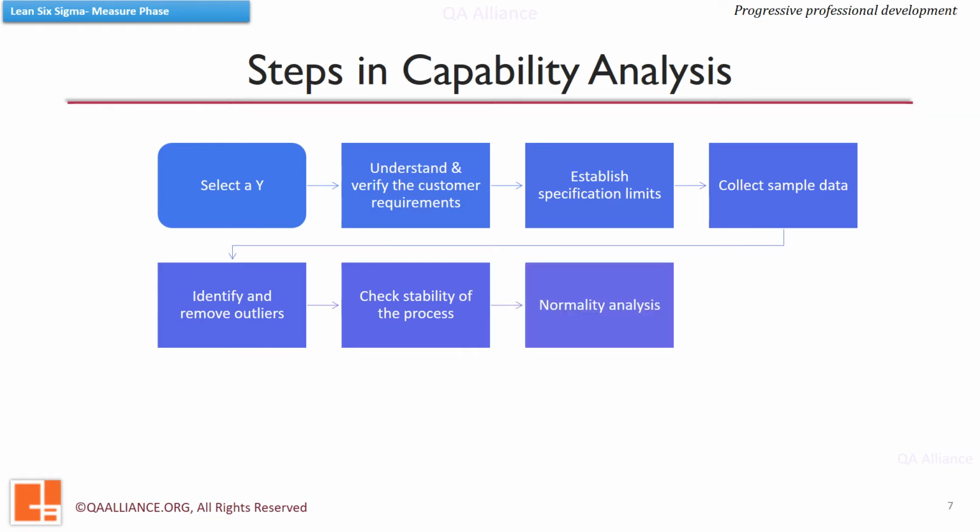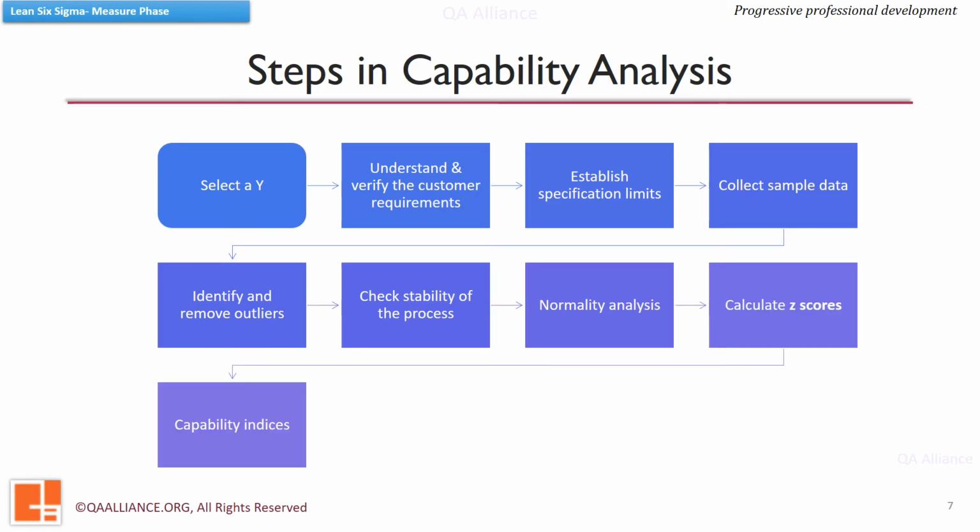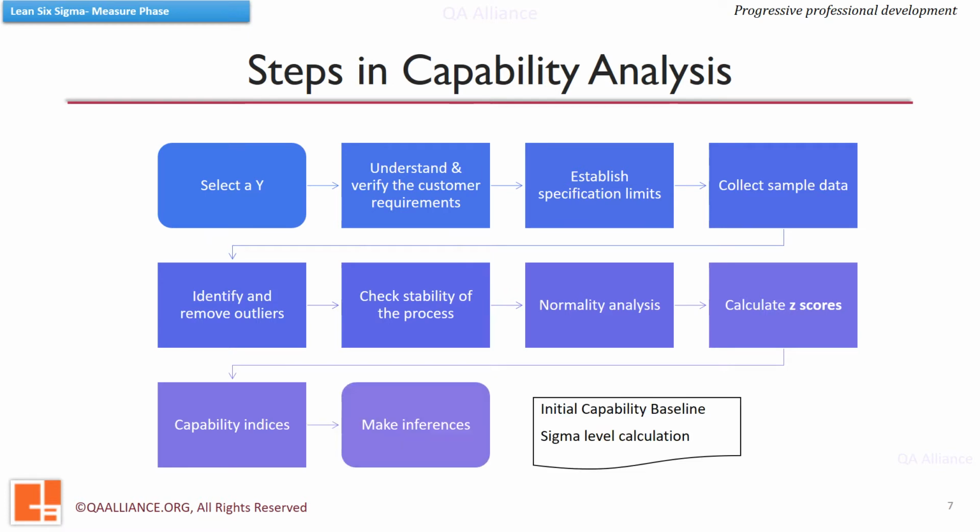We also have to check the normality of the data. If data is continuous and normal, Z-scores are calculated, and with the help of the Z-scores capability indices are also calculated. Then we interpret the results and make inferences. We also create initial capability baselines at this level and calculate the current sigma level of the process. This will help us in establishing the facts, during the control phase, that improvement has taken place or not.